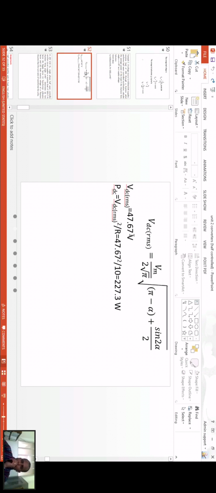So this is how we do it. BDC will be 47.67 and PDC is around 227.3 watt. So please do this problem also. It's quite simple. You just have to determine the form factor, ripple factor, transformer utilization factor, and peak inverse voltage of a thyristor. You have to assume the turn ratio to be 1:1.